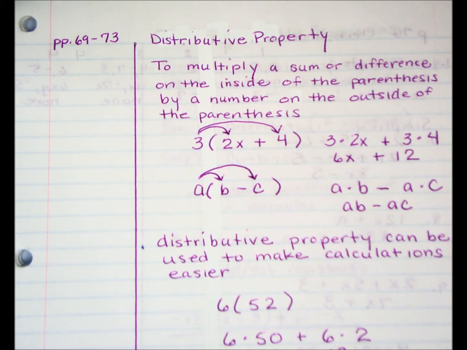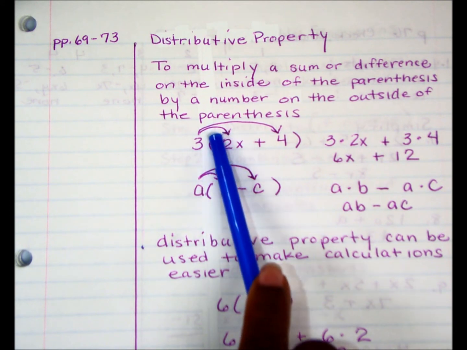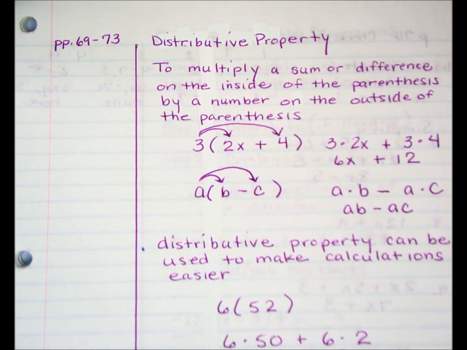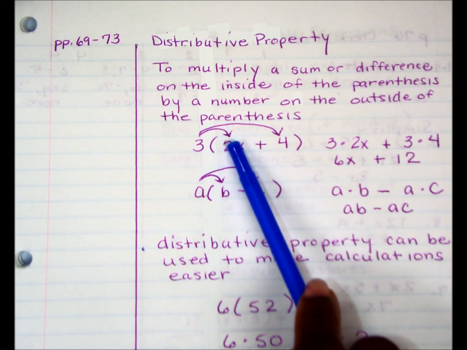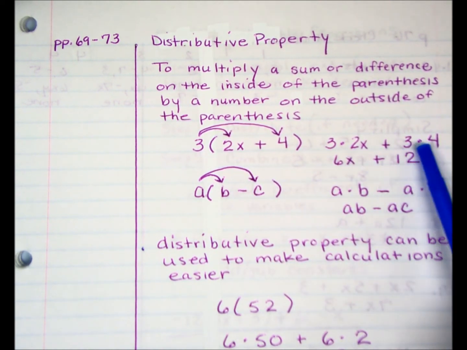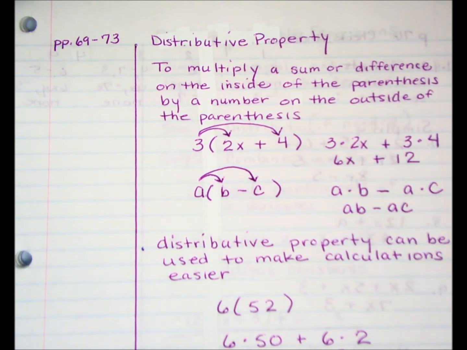So in this example, we have 3 times, open parentheses, 2x plus 4. Now, if you'll remember from our lesson on like terms, 2x plus 4 cannot be added together. So it's not like the associative property because those are unlike terms. They can't be added together. So instead, we distribute. And so we multiply 3 times 2x. 3 times 2x is 6x plus 3 times 4, which is 12. So your answer would be 6x plus 12.